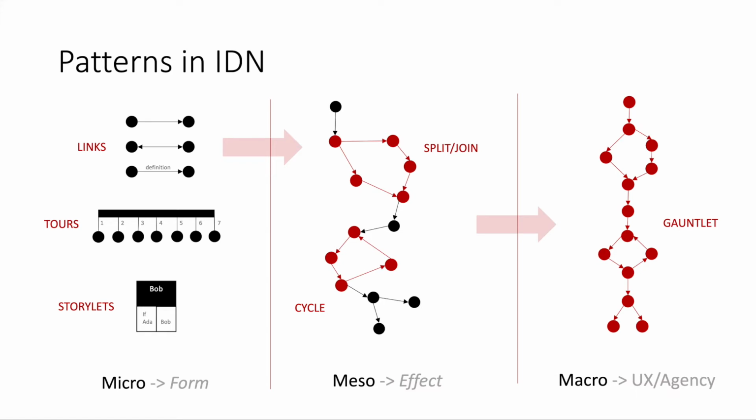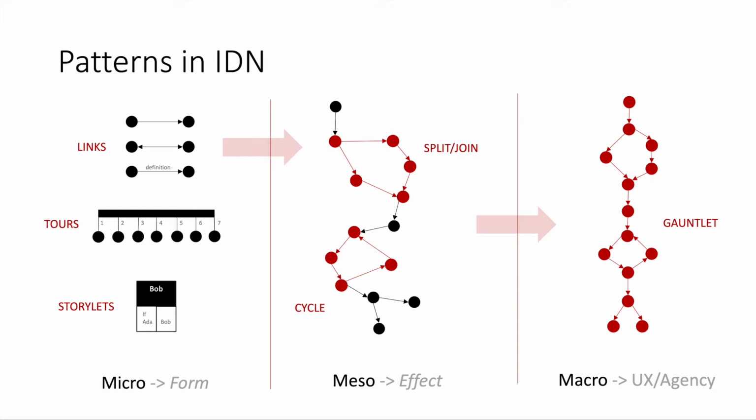The last type of pattern we identified in the chapter were macro patterns. So this is a pattern that describes the overall structure of an entire IDN. If you take our graph from the meso example and we straighten it out, we can see that it, broadly speaking, resembles one of Sam Ashwell's gauntlet patterns. So a gauntlet has a starting point and one or multiple endpoints, but if there's multiple endpoints, the decision is normally quite late in the story.